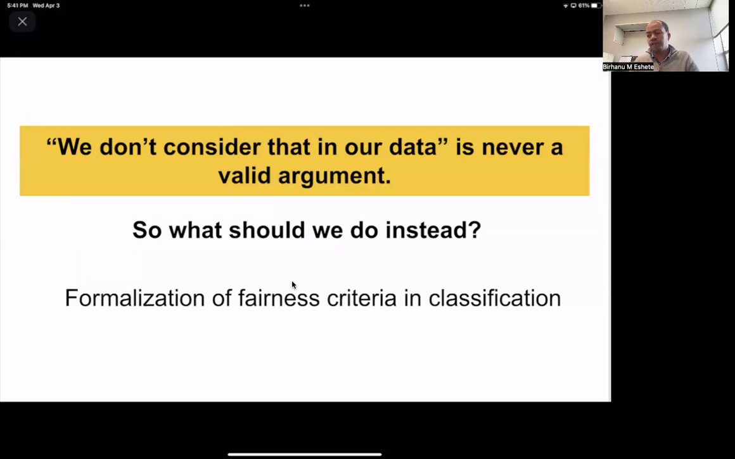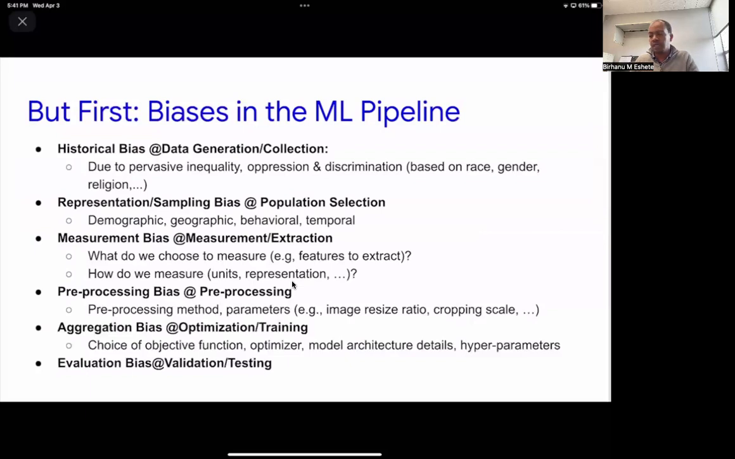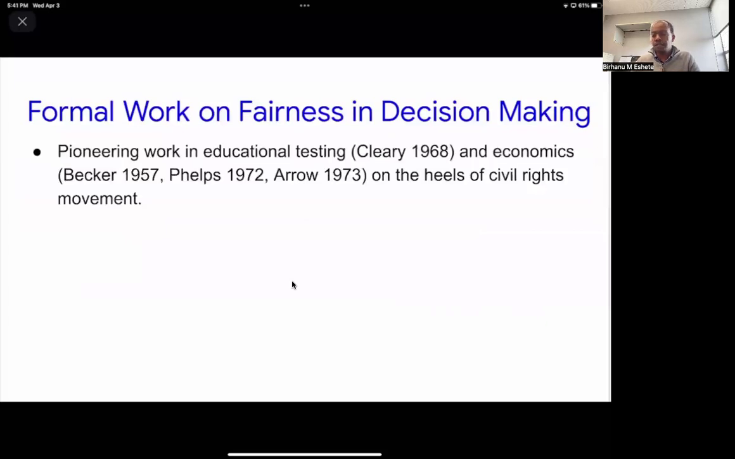So we say formalization of fairness criteria, and we talked about the fact that these are the different junctions in the data processing or machine learning pipeline where bias could show up. So the formal work on fairness in decision making, the history is that long before machine learning became a big and popular thing as we have it today, statistics people, economics people, have done this fairness criteria, statistical fairness criteria, on data that has to do with economics, education, and so on.